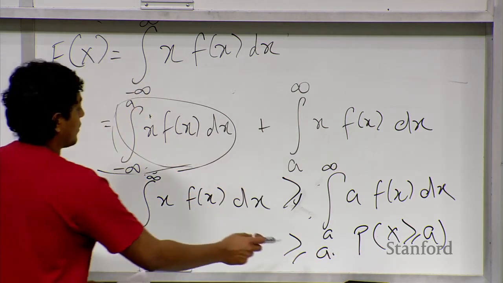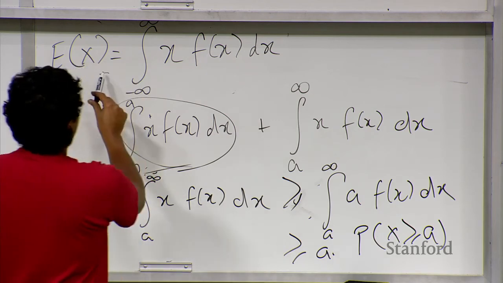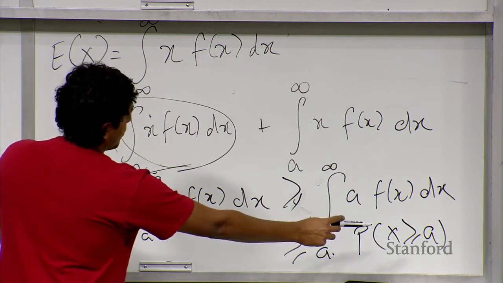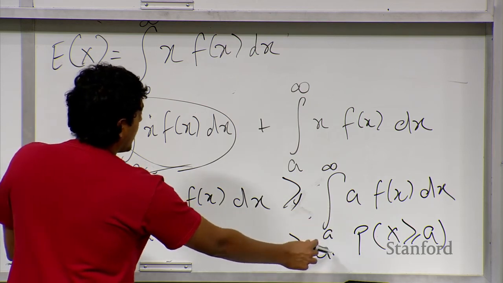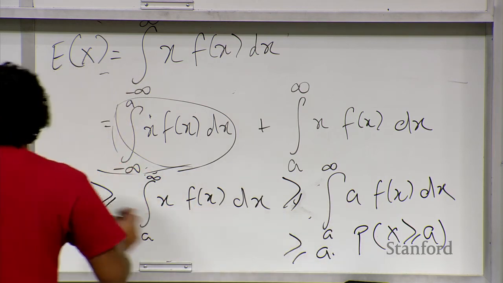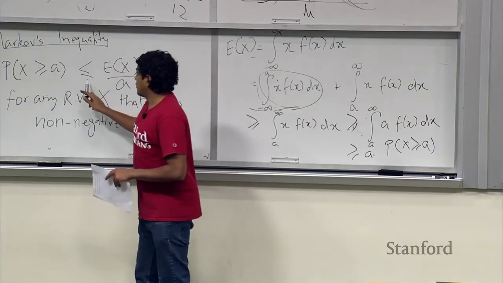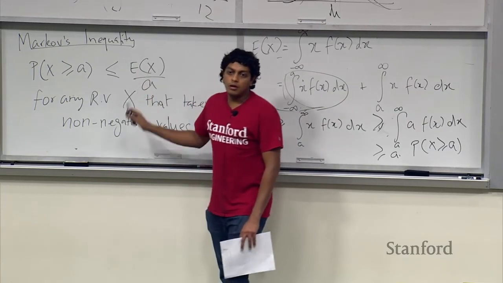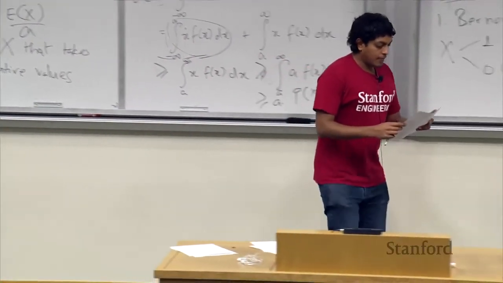You just move this a down here. So we have that E[X] is greater than or equal to a times the probability that X is greater than or equal to a. Move the a down, and you get the probability that X is greater than or equal to a is less than or equal to the expectation of X over a, okay? So this is called Markov's inequality.